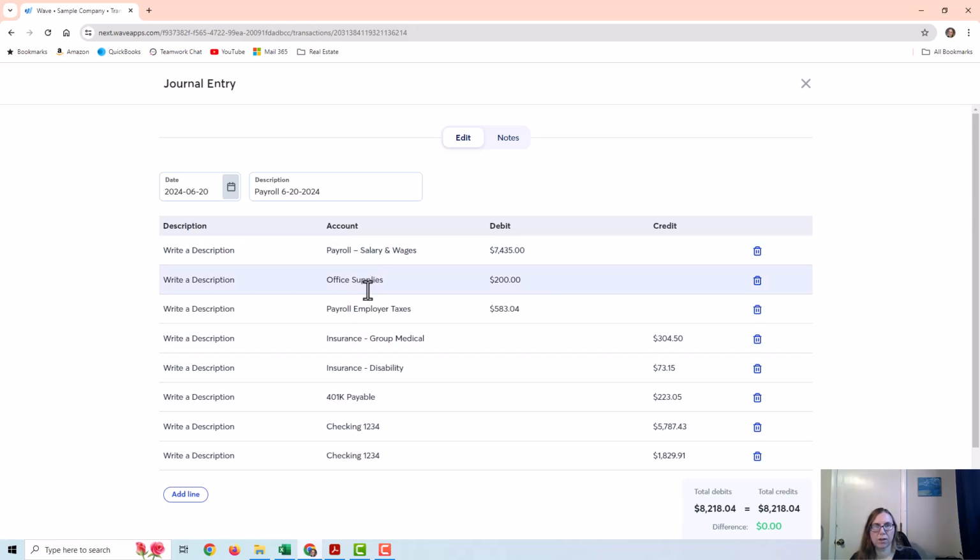Payroll, office supplies, employer taxes, those are all expense categories. Insurance and disability are expense categories. 401k-able is a liability account. And then of course your checking accounts are asset accounts.